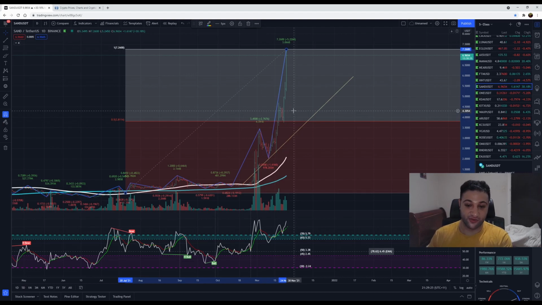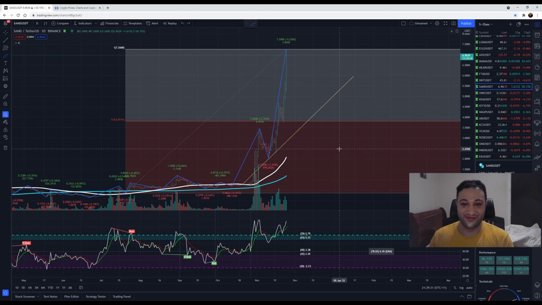You can see why Michael Bazzino loves this tool, because look at that, we found some support right on it, tested very, very shortly before just taking right off again.